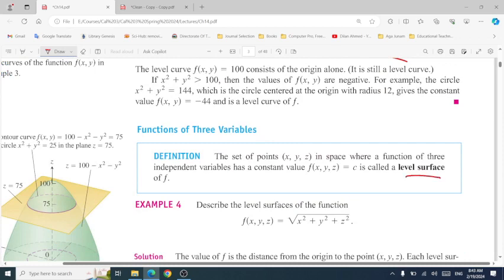How about level surface? The same. z equal to c, which means z, f of x and y, equal to a number.